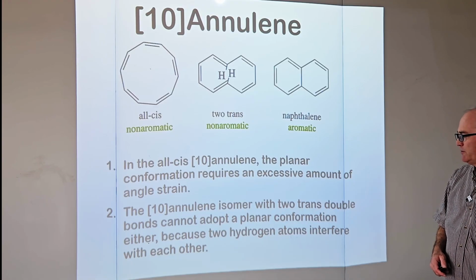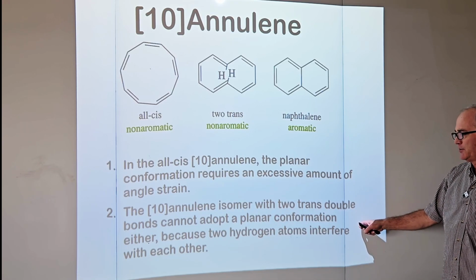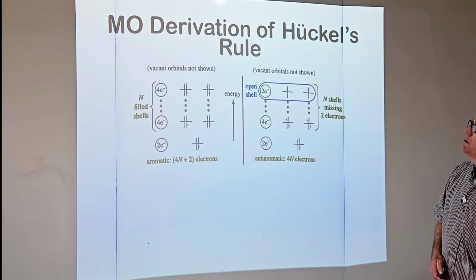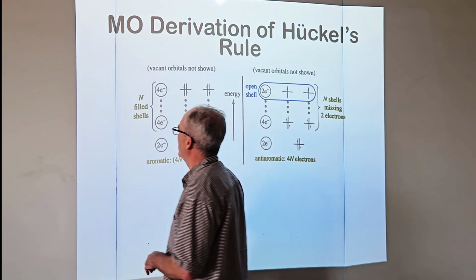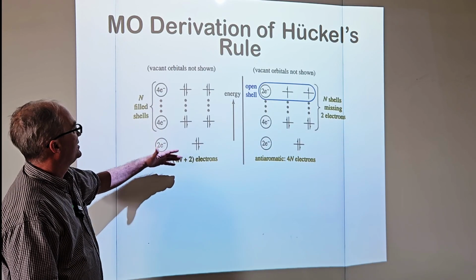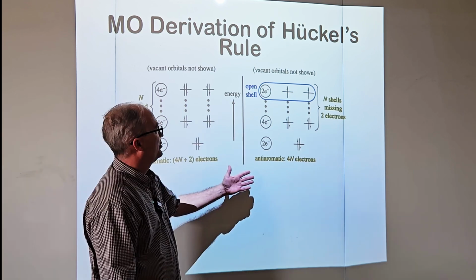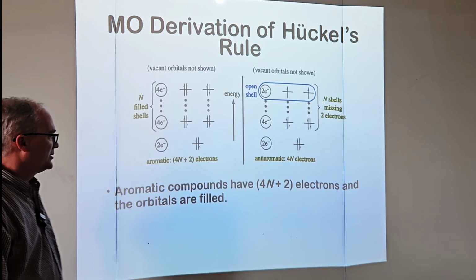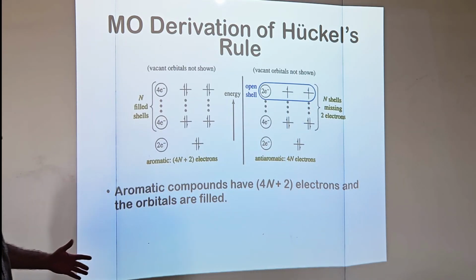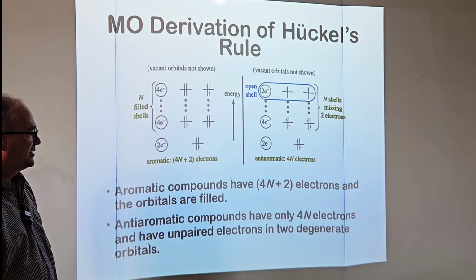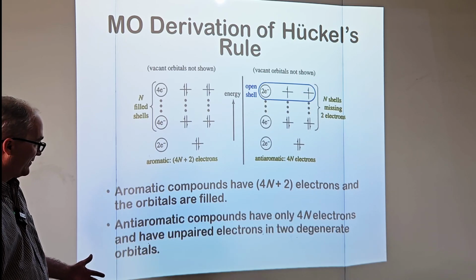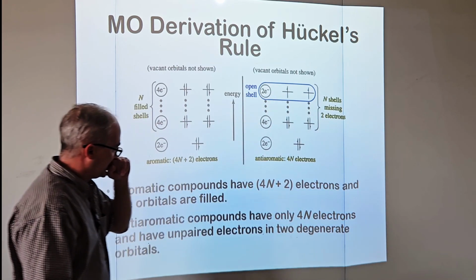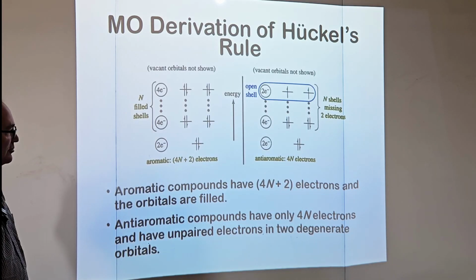The 10-annulene isomer with 2 trans double bonds cannot adopt a planar conformation either because the 2 hydrogen atoms interfere with each other. So Hückel's rule, using a molecular orbital diagram, putting these electrons in, putting them in over here. Aromatic compounds have this 4n plus 2 electrons, and the orbitals are nicely filled. The anti-aromatic compounds have only 4n electrons and have unpaired electrons in 2 orbitals of the same energy, degenerate orbitals.